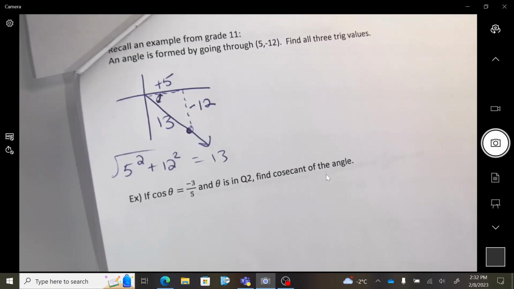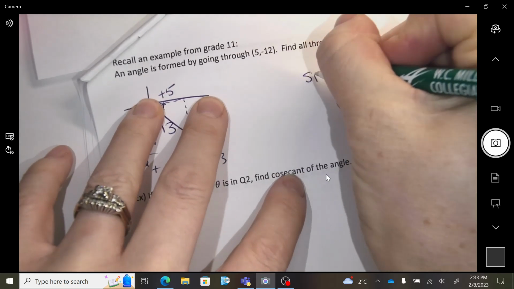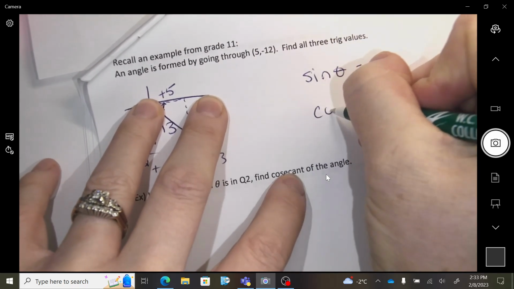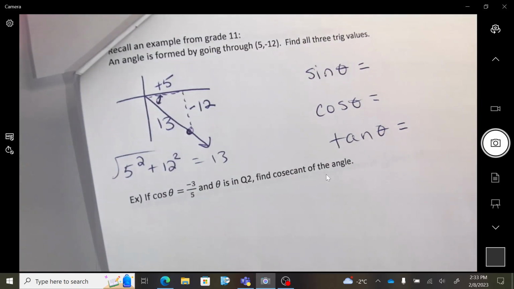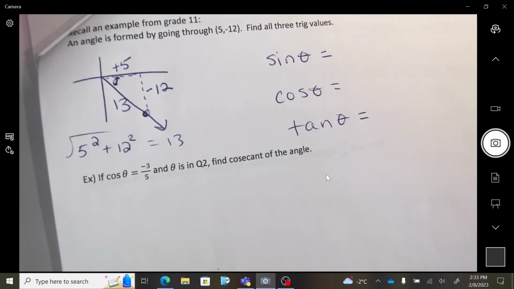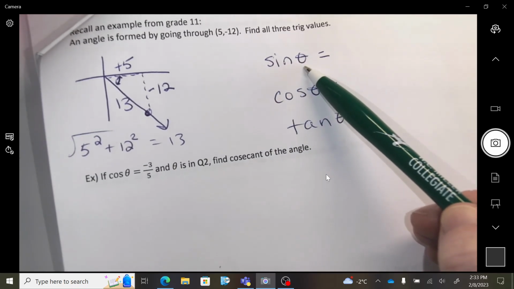Okay, now, if you really want, you could probably grab your formula sheet so that it's right beside you with these ratios and you can peek off them if you want. Find all three trig values. So I need you to tell me the sine of the angle equals something, the cos of the angle, the tan of the angle. This is from grade 11, so those were all I was expecting you to do in grade 11.